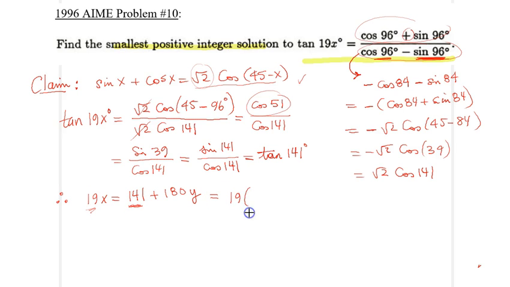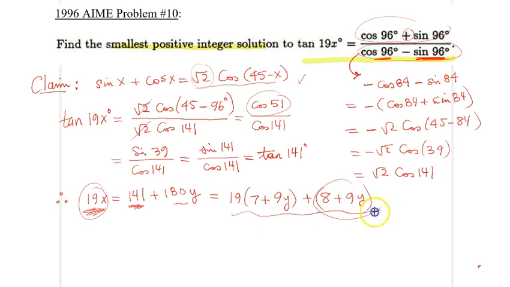So 19 times 7 plus 9y, where y comes from mod 180. So 7 times 19 would be 133. We are 8 short, so we need to add an 8 here, and then 9 times 19 is 171. We are 9 short, and so therefore we have 9y. But the left hand side is a multiple of 19. For the right hand side to be a multiple of 19, the second term must be a multiple of 19. So let's write that down. So this would imply that 8 plus 9y is equal to 19z.